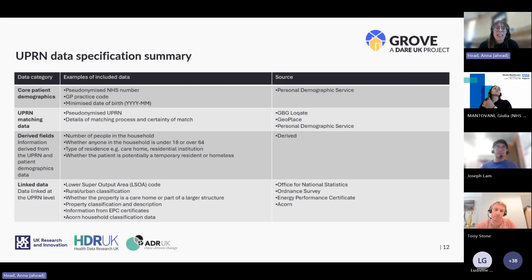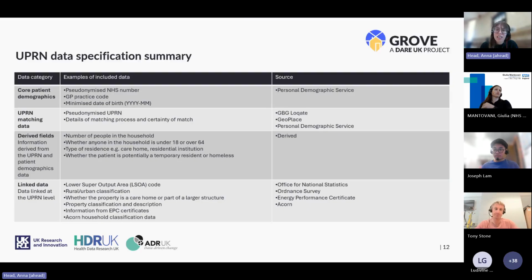So the UPRN dataset comes with several additional fields alongside the CEDO NHS number and CEDO UPRNs. These come from different sources. Some of them are derived fields, for example, the number of people in the household, the type of residence, whether the patient is potentially a temporary resident or homeless. And there's also some additional linked data that comes from different sources. So for example, rural urban classification, some household and property classifications, as well as information from energy performance certificates.